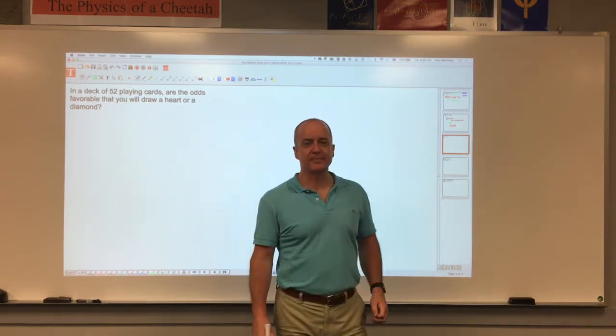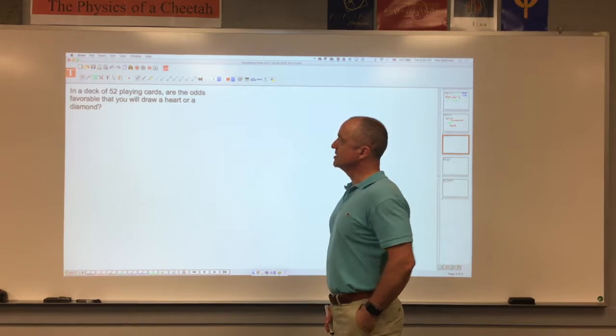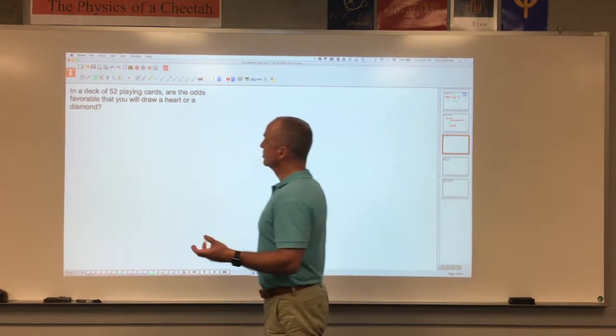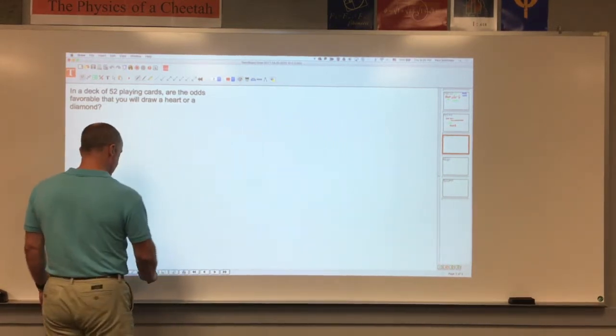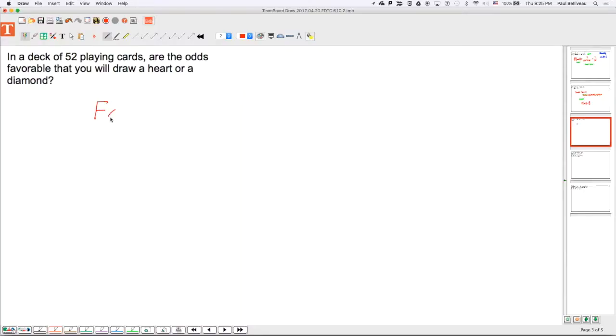Here's another situation. In a deck of 52 playing cards, are the odds favorable that you will draw a heart or diamond? Well, your first question might be, what does favorable mean in this case?